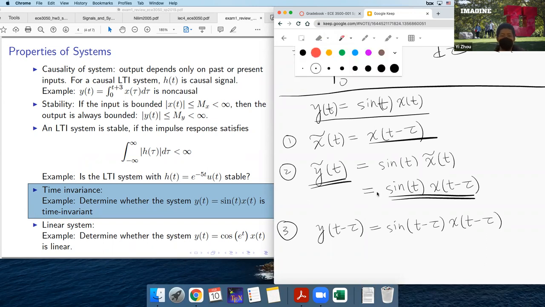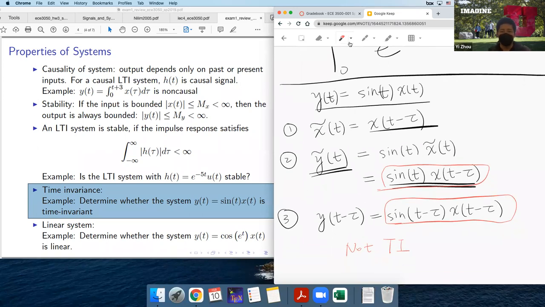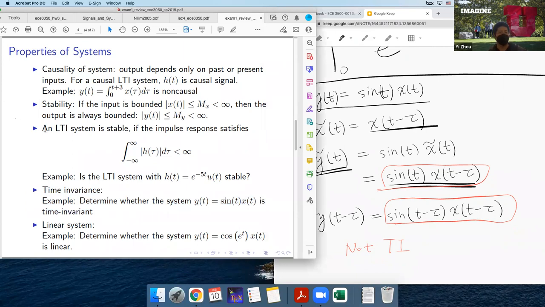And you can see that these two are not equivalent. So the sine parts are different. So this means that if we directly shift the original output, then this is going to be different from first shifting the input and then feeding it into the system, which means that the system is not invariant to the time shift. So this is not time invariant. Okay, so this is about the system properties.